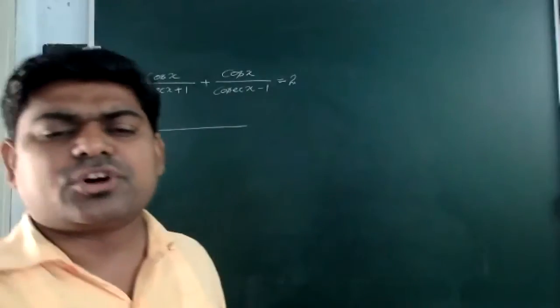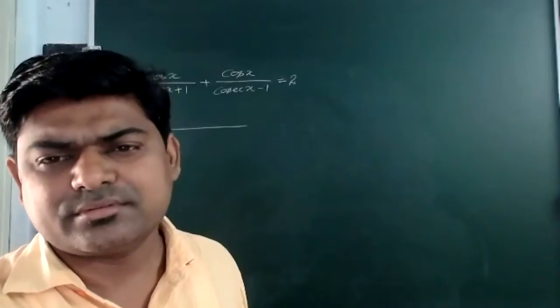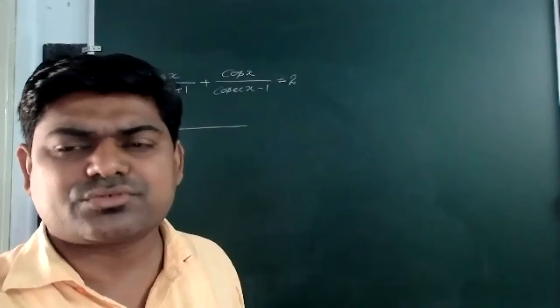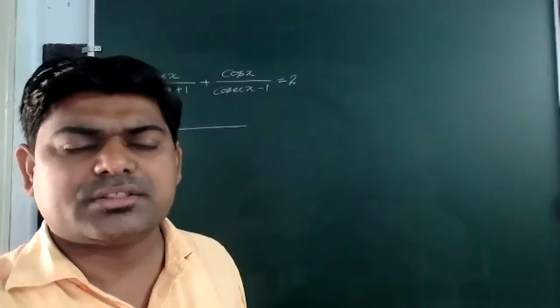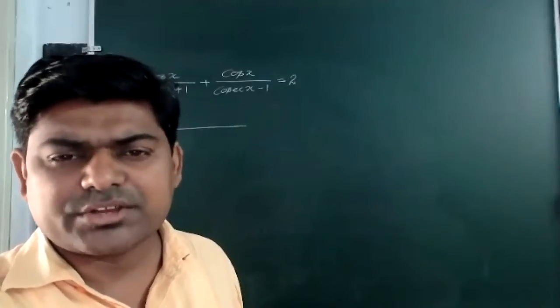Why am I taking the LCM? Because we know very well that cosec square x minus 1 can be written as cot square x. The formula is there: cosec square x minus 1 is equal to cot square x. Or in other words, I can say 1 plus cot square theta is equal to cosec square theta. The formula is there with us.